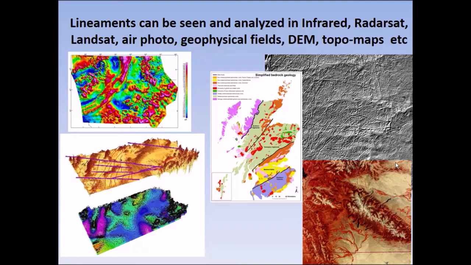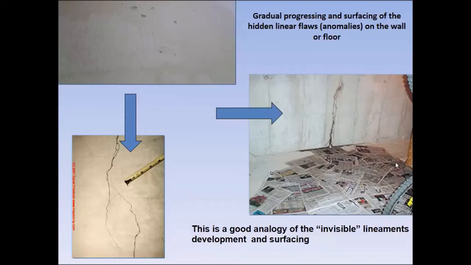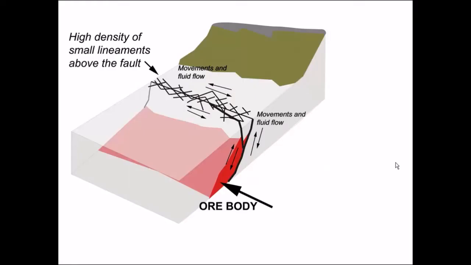Let me use another example to explain the nature of lineaments. For instance, if they form some hidden linear or invisible flaws on the wall or floor, then with time, they will be growing into more and more noticeable features due to the wet-dry cycles. Eventually, such wall or floor lineaments will surface. Most importantly, following these lineaments towards the inside of the wall or under the floor, we can get to the source of the leaking. There is almost a complete analogy here with the uppermost section of the Earth's crust.